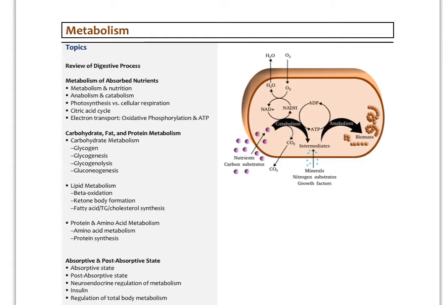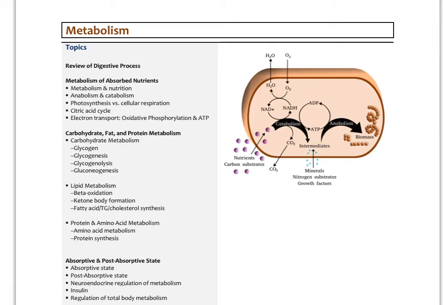This will be the first series of lectures on metabolism. I'm going to review first the digestive process in this video, and then we'll look at the general processes of anabolism and catabolism, and then I'll review what's called the Krebs cycle and oxidative phosphorylation in mitochondria. And then in the subsequent videos, we'll look at specific metabolism of carbohydrates, lipids, and proteins.